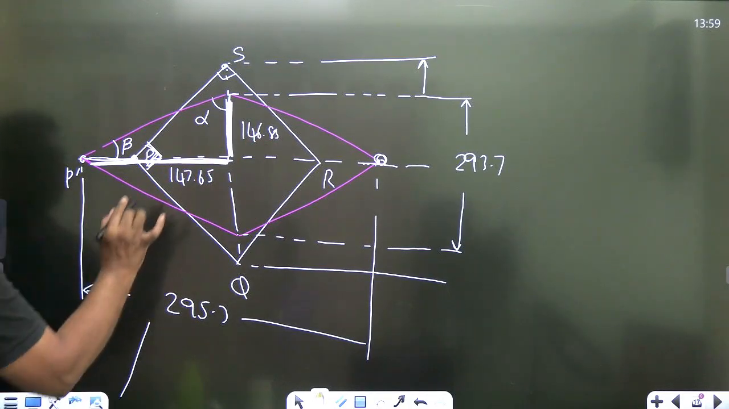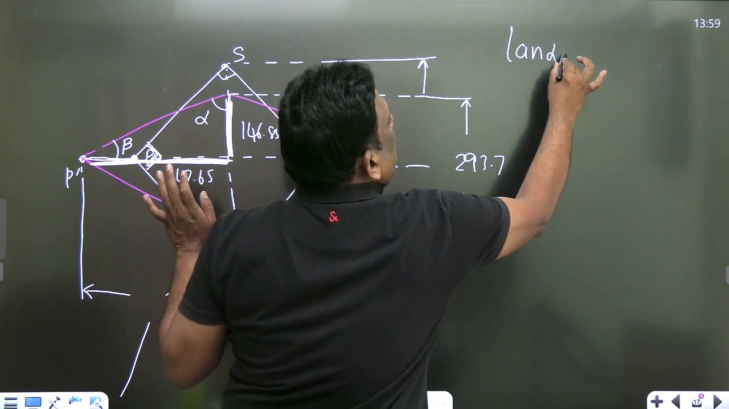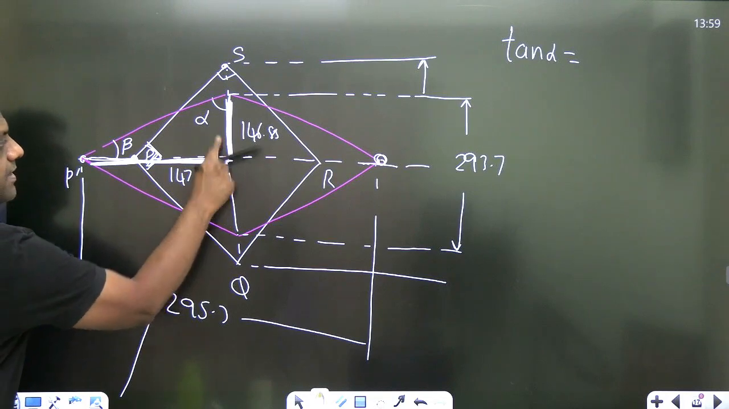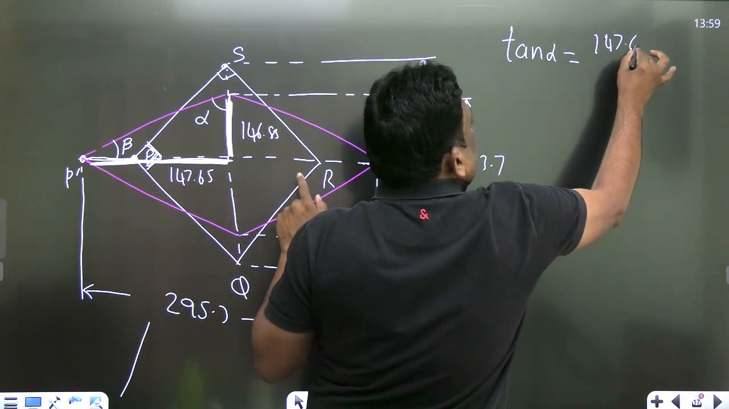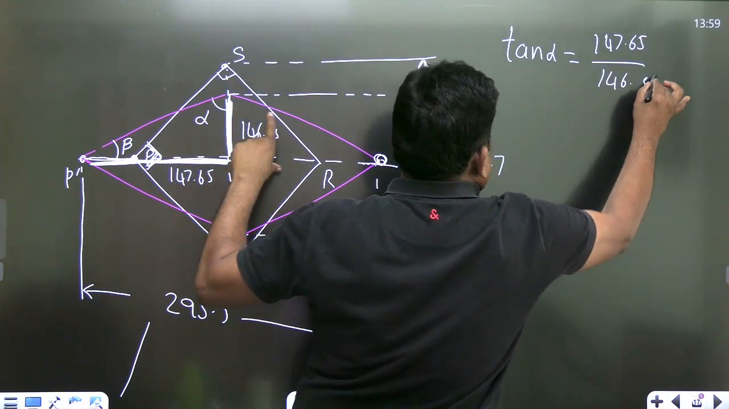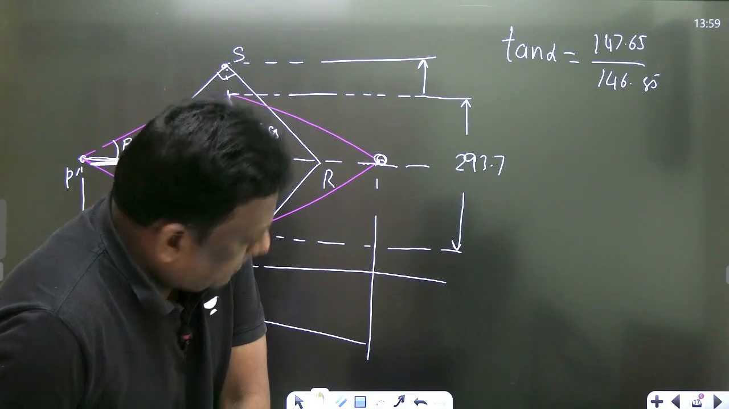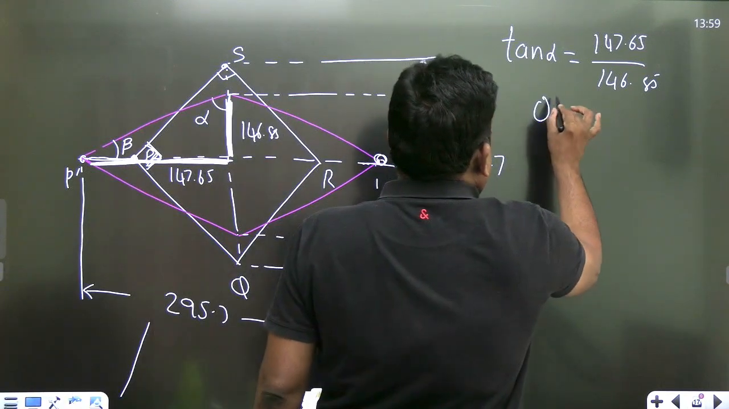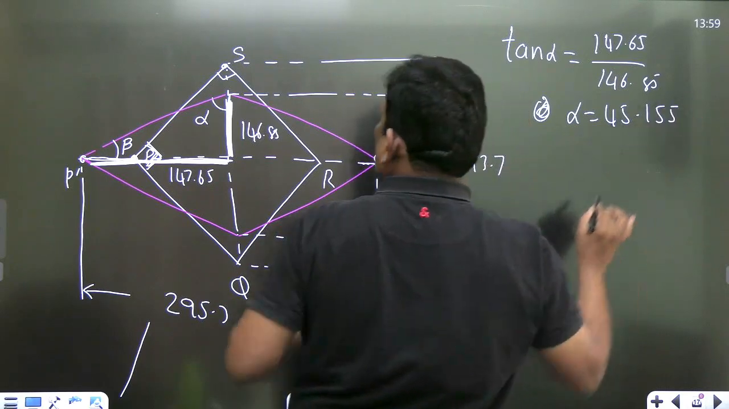अब देखो. Can I calculate alpha? So tan of alpha is equal to, I repeat, sirs, I am calculating. Tan alpha is this opposite 147.65 by adjacent 146.85. So if I am calculating this alpha, I am getting 45.155. So alpha is equal to 45.155. तो ये alpha आ गया.